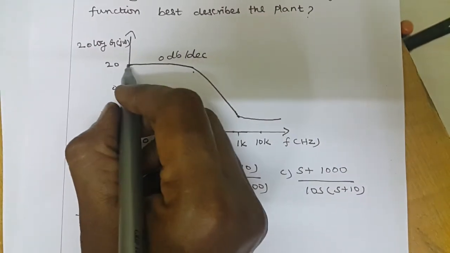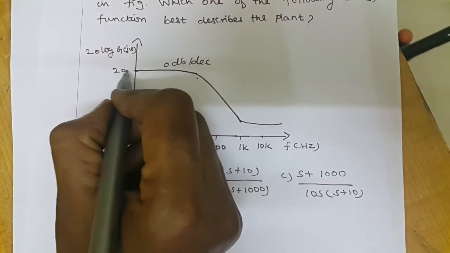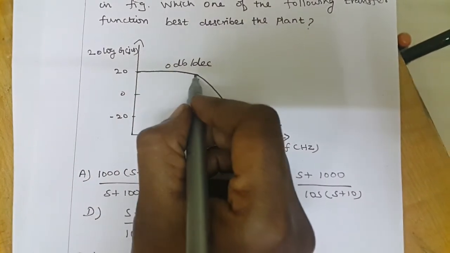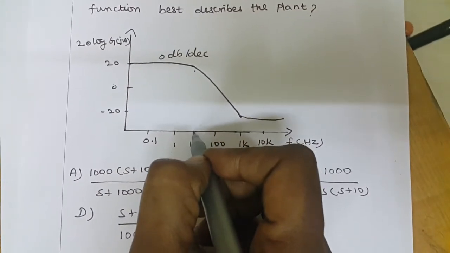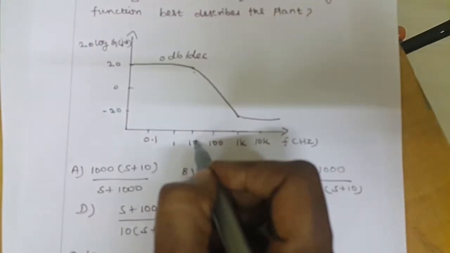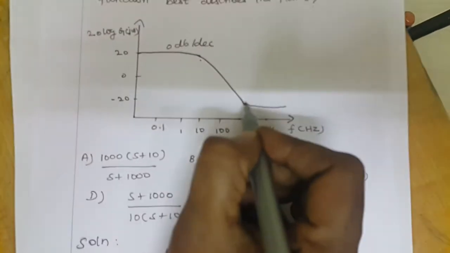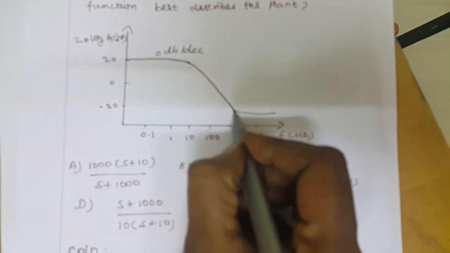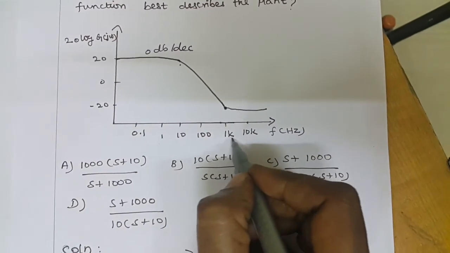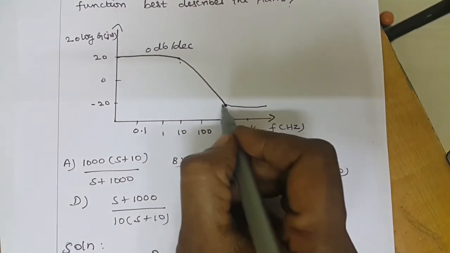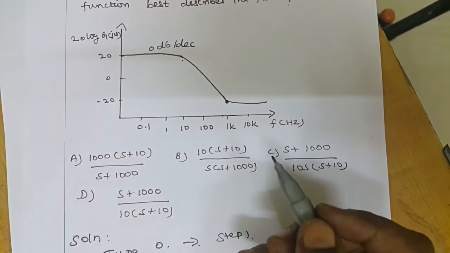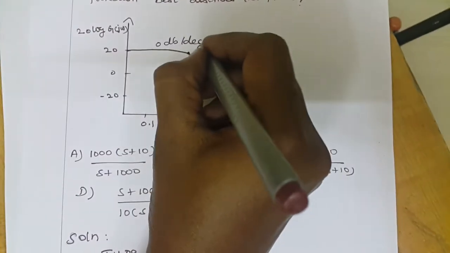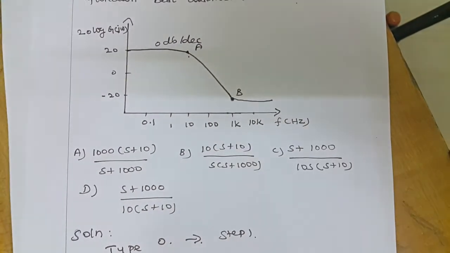Next we have to find the change in slope. The initial magnitude of the transfer function is 20 dB. This 20 dB is maintained up to the corner frequency 10 radian per second. After this corner frequency the slope changes, and when the frequency is 1000 hertz or 1 kilohertz, we have another change in slope. Now first we have to find the slope between point A and point B.